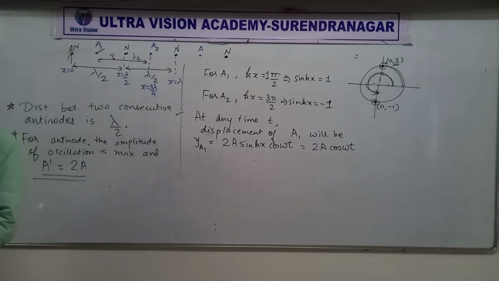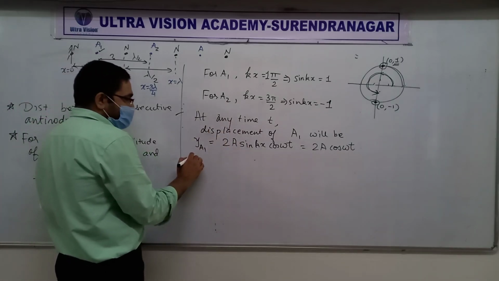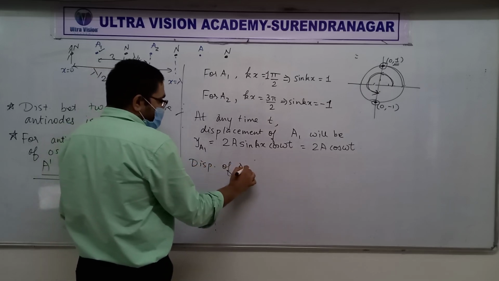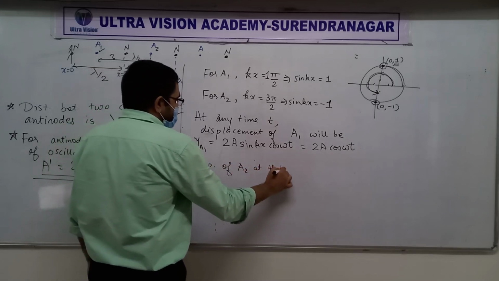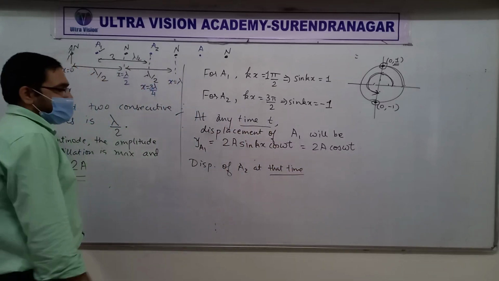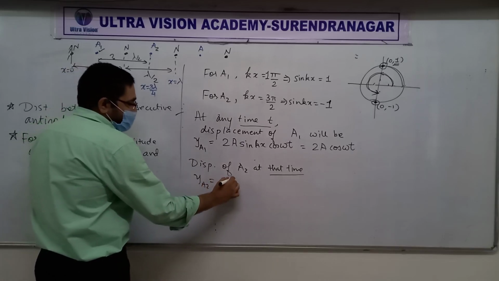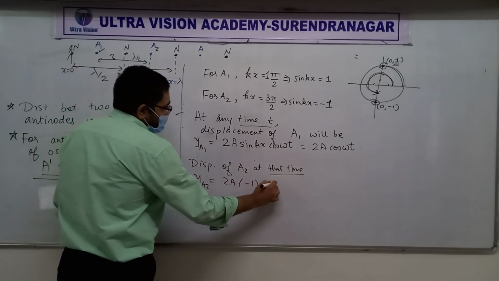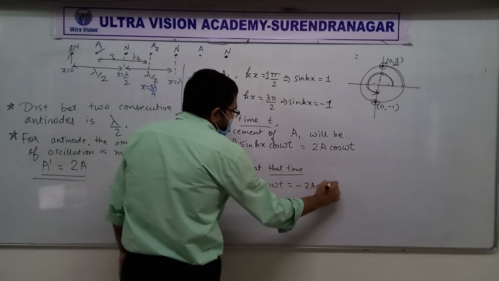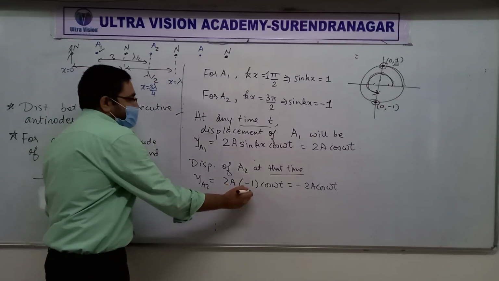Now let's go for the other one. Similarly for A2, the displacement of A2 at time t, y of A2, will be 2A times minus 1 cos omega t, that is equal to minus 2A cos omega t. Clear so far? Is it clear why I have written minus 1 here?